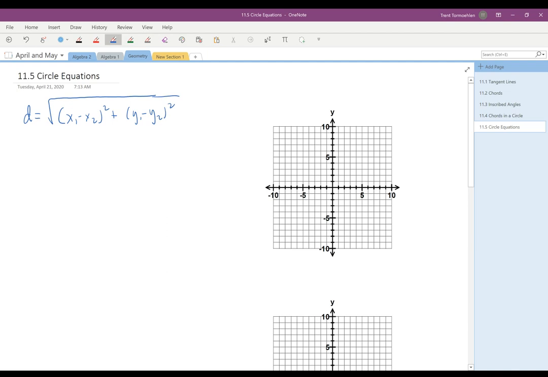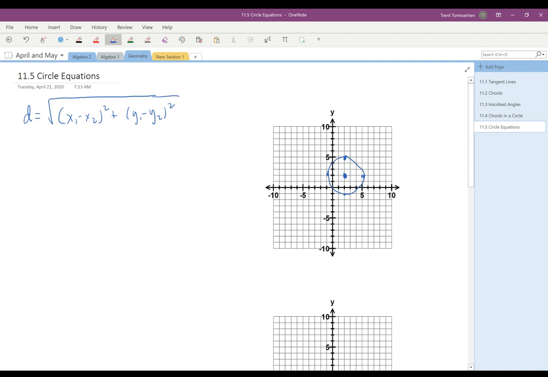And the reason why is that we can define a circle by equidistance. The distance is always the same from a single point on the graph. So, for example, if I graph a circle with a center at (2, 2) and a radius of 3, it would look something like this. I'm just going 3 away from this point (2, 2).